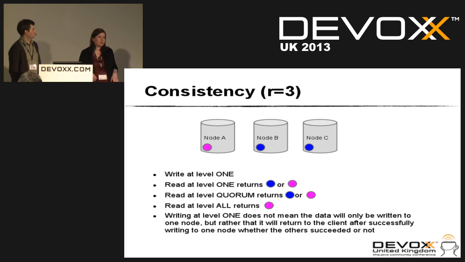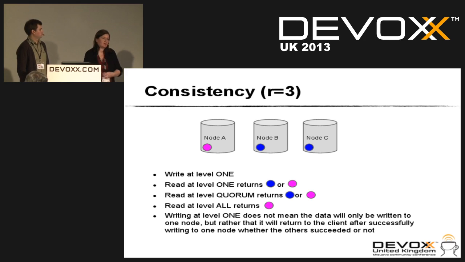Then, if you read at level 1, you could potentially get old data or new data. If you read at level quorum, once again, you can't guarantee that you'll get the new data. You could get either the old or the new data. But reading at all would guarantee that you get the new data. Now, what's important to note is that when we do the write at level 1, we're not saying write to one node. What we're saying is write to all the nodes, and as soon as one says it's successful, then return. So chances are that it could have written successfully to all 3 nodes, or there might have been a glitch, a node might have gone down, something might have happened, and it's not guaranteed.